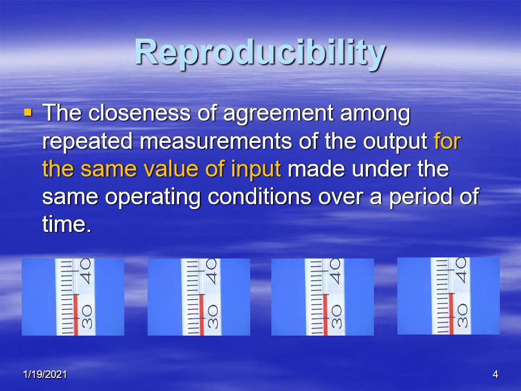Reproducibility means how well or how close repeated measurements of an output show the same value. In other words, if you keep measuring the temperature of the air several times, and the temperature of the air is not changing, and your measurement shows it's not changing, then you say you have good reproducibility, the closeness of agreement among repeated measurements of the output for the same value.